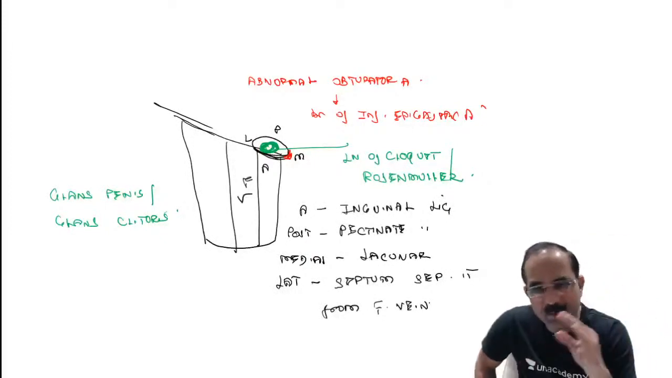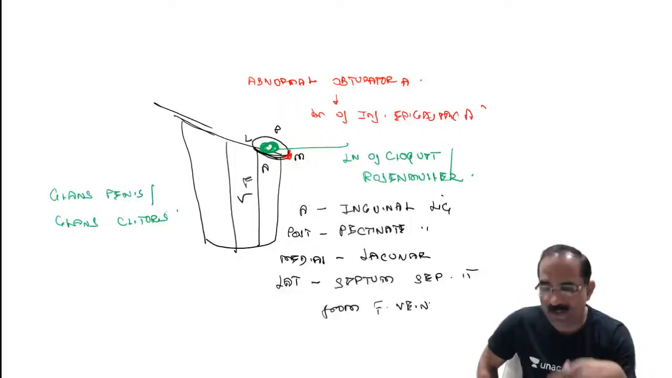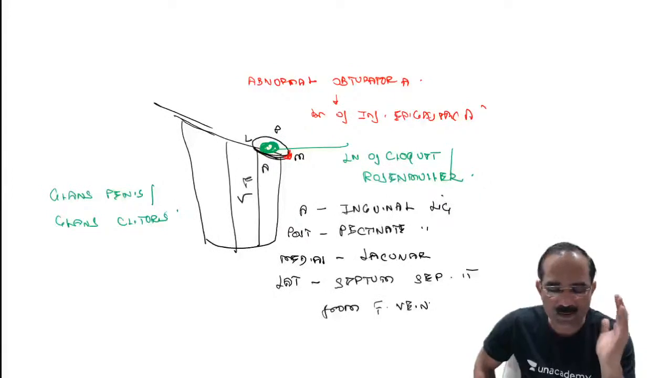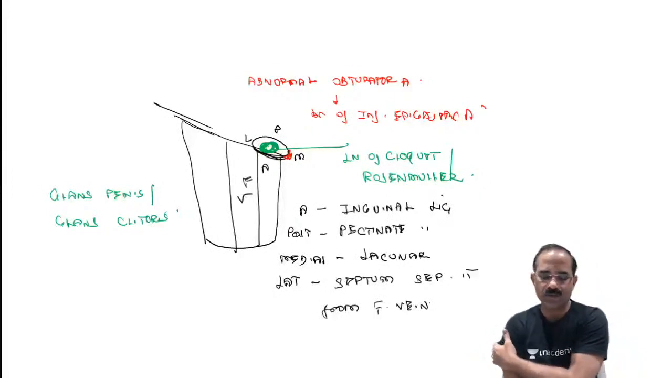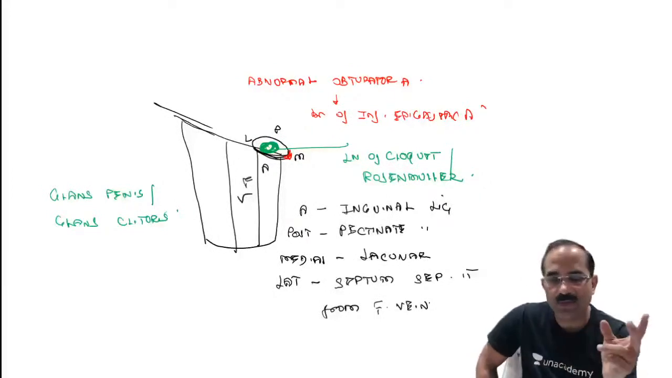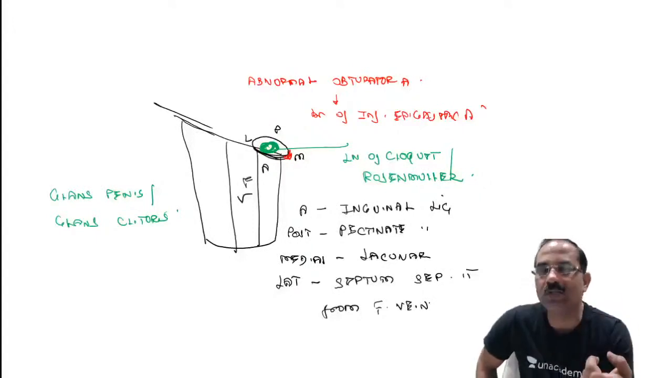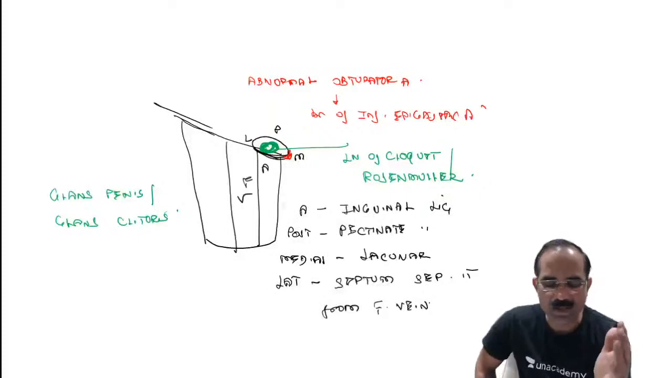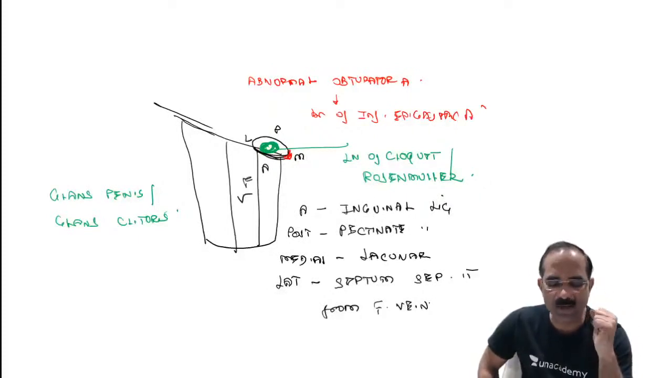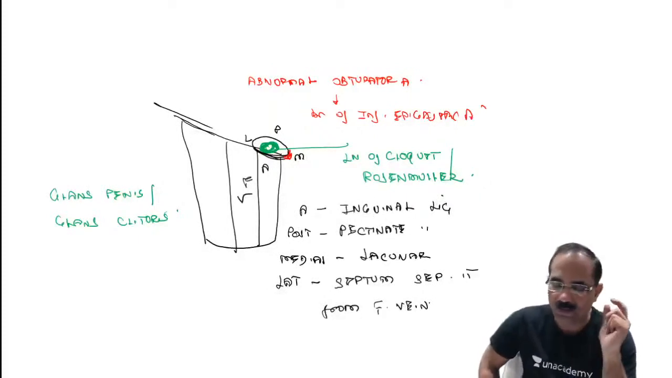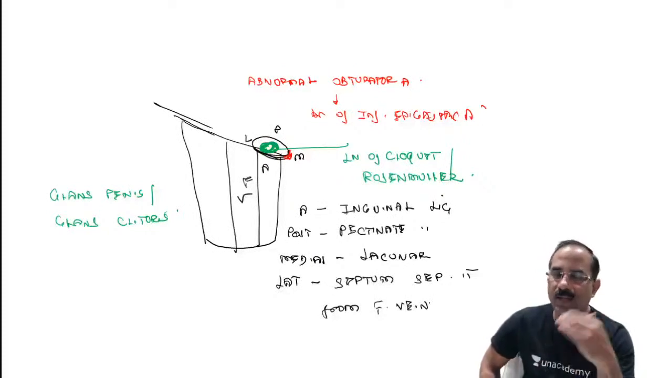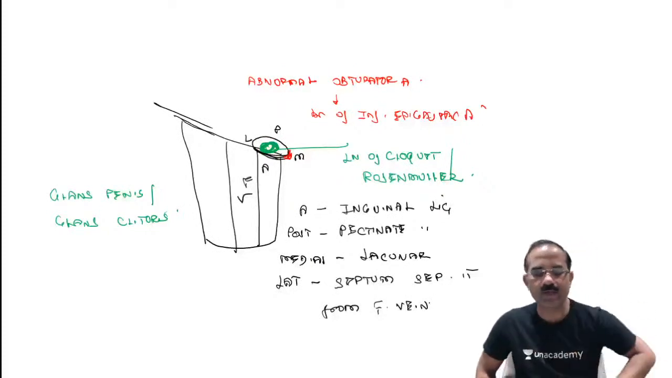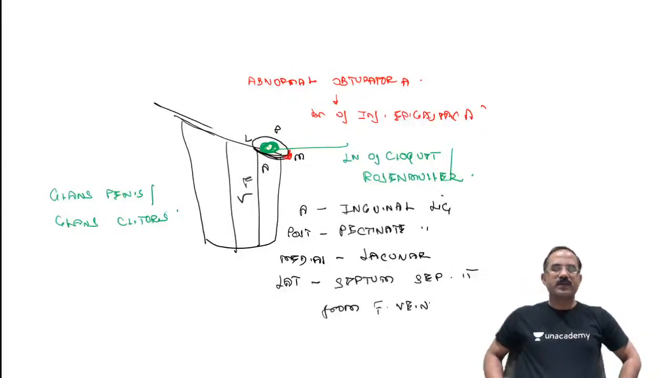Where does the entire penis and the clitoris drain into? The superficial inguinal lymph nodes. The penis or the clitoris drains into the superficial inguinal lymph nodes, except the glans penis and the glans clitoris, which drain into the deep inguinal lymph node, and that is the lymph node of Cloquet. I hope this is clear to all of you.